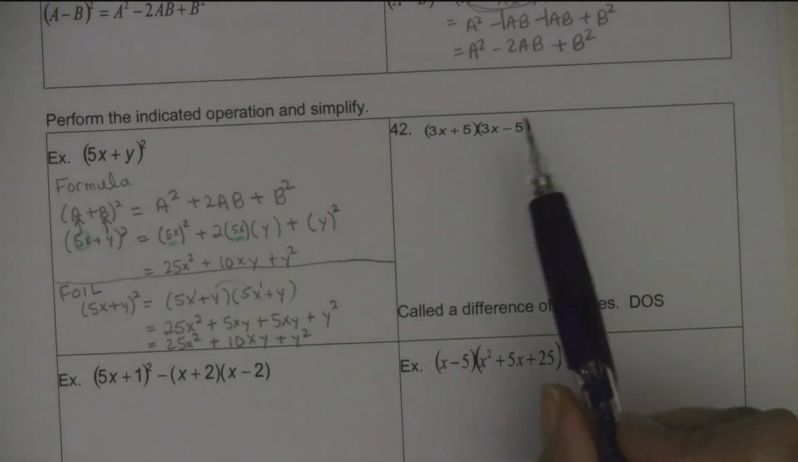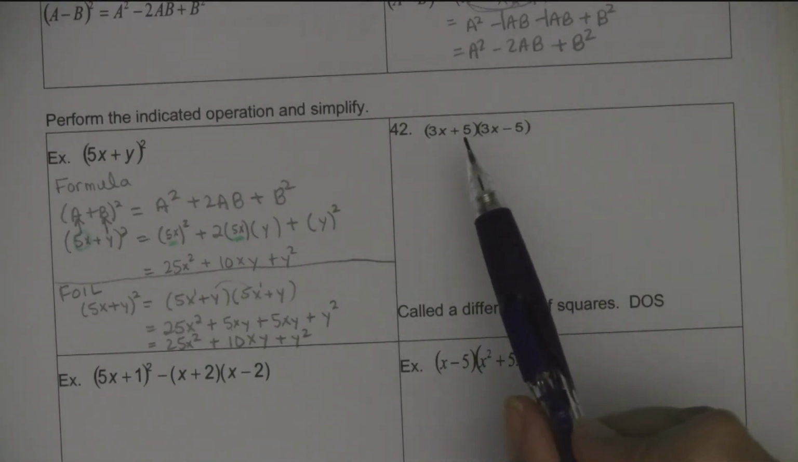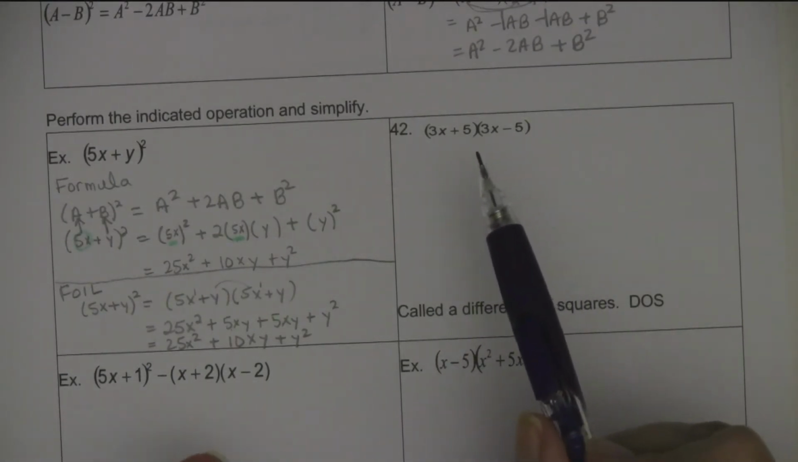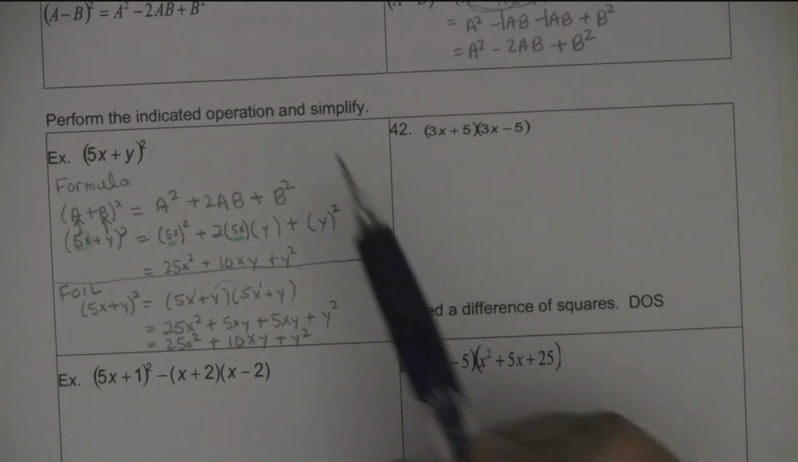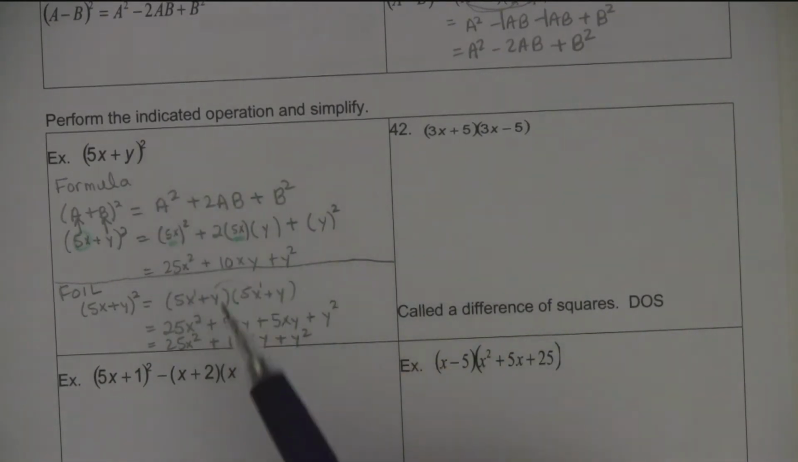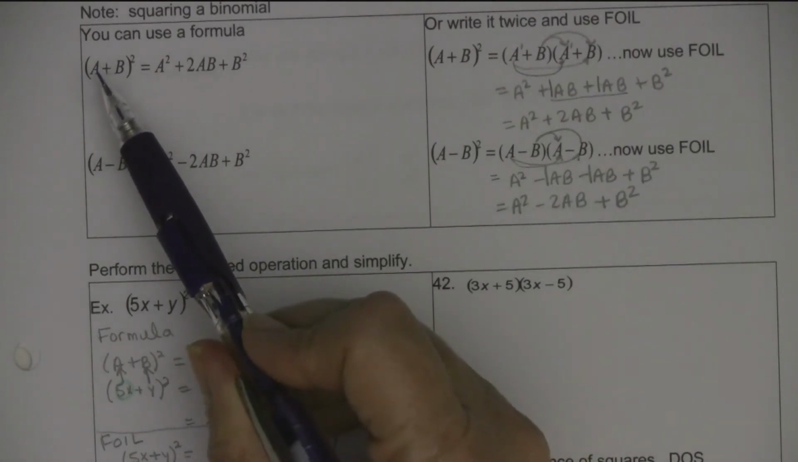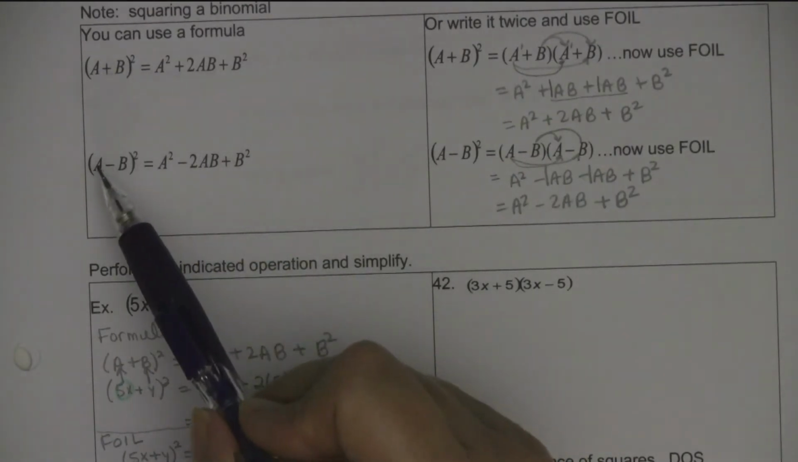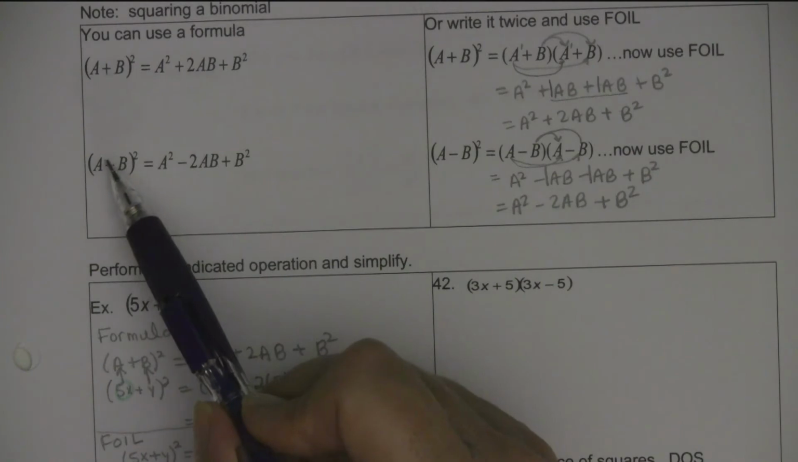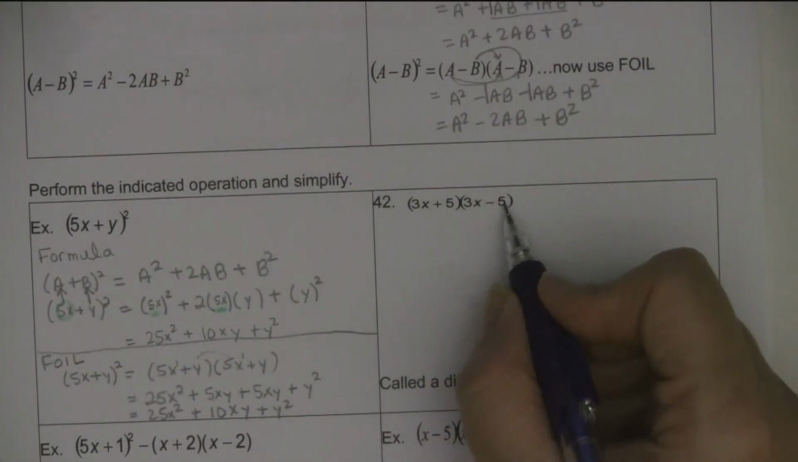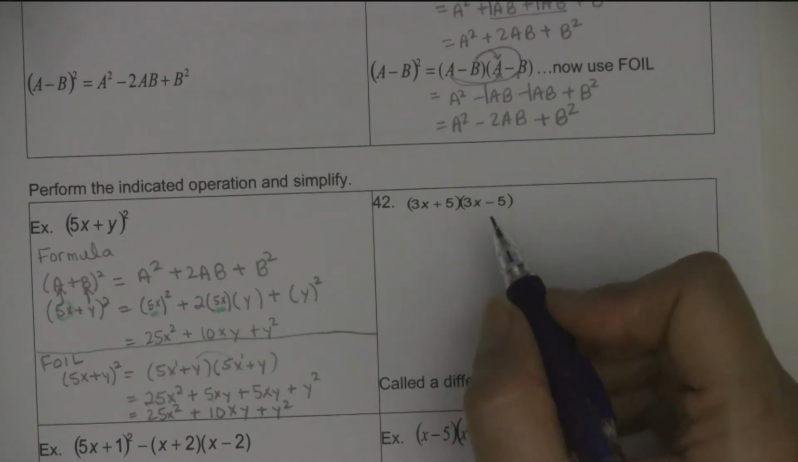Okay. Now, it wouldn't be appropriate to use the formula for this because this is not what the formula goes with. The formula goes with something squared. So the formula doesn't go with something like this, right? The formula goes with when I have a binomial squared, or a binomial that's a subtraction, squared. But this is a binomial times a binomial, and they're not exactly the same.